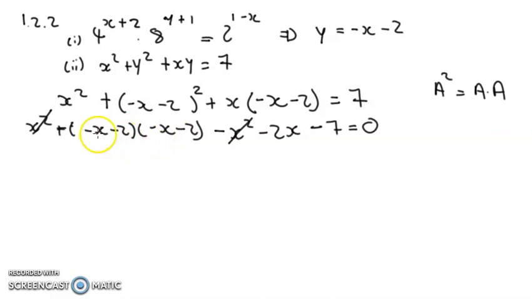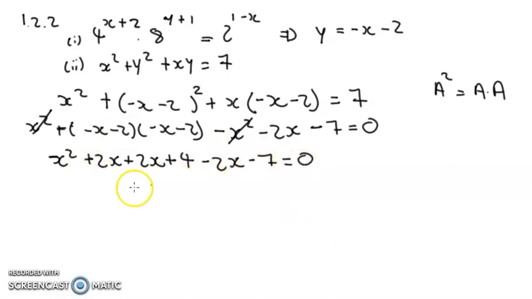And then we multiply this one out. Negative x multiplied by negative x is positive x squared. Negative x times negative 2 is positive 2x. Negative x times negative 2 is positive 2x. And negative 2 times negative 2 is positive 4. And then we're going to put this as it is. Now we're going to get something that resembles a quadratic expression, which should in principle make things easy. 2x and 2x cancel. We have only one 2x. 4 minus 7 is negative 3. That's equal to 0.